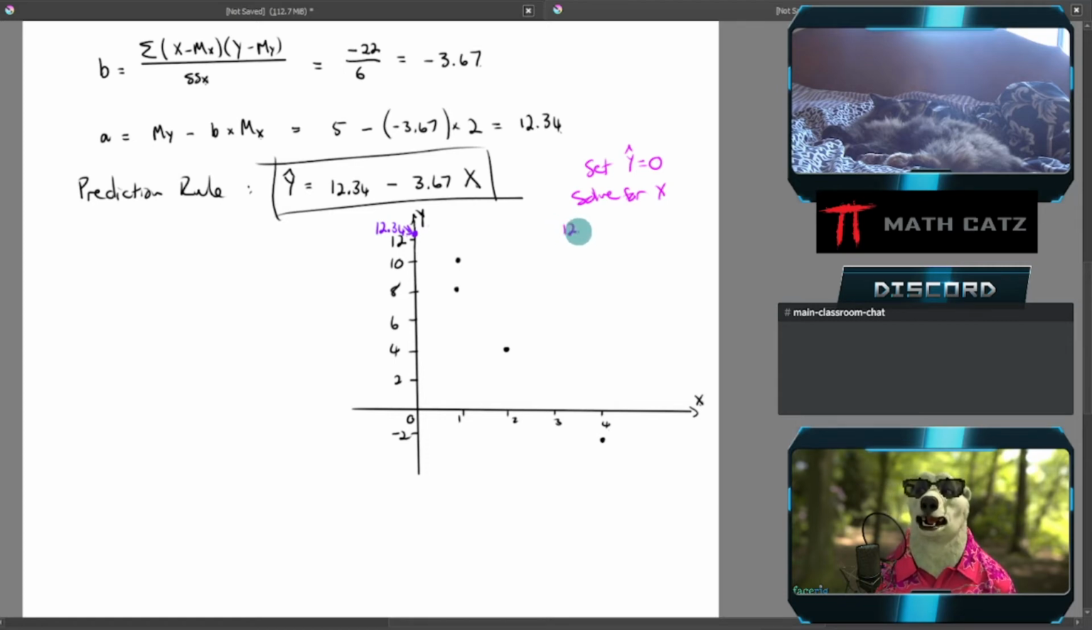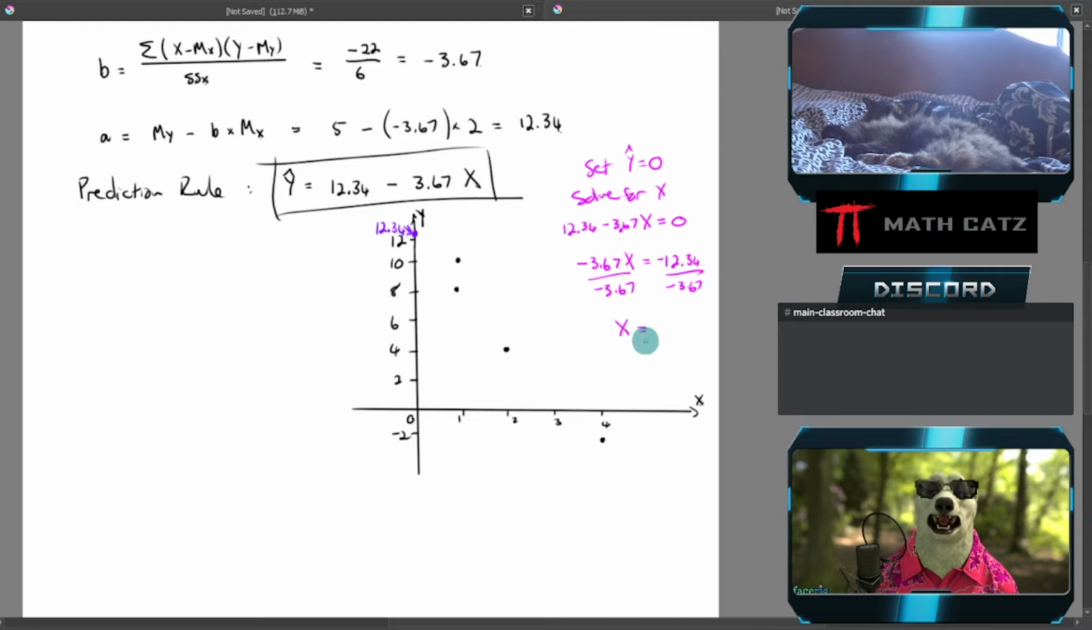So I get 12. I'm just going to flip everything around because it feels better for me. And put the 0 on the other side. 12.34 minus 3.67 times x equal to 0. How do I solve for x? Well, I could subtract 12.34 on both sides. Then I get negative 12.34 on the other side, and then divide both sides by this coefficient.